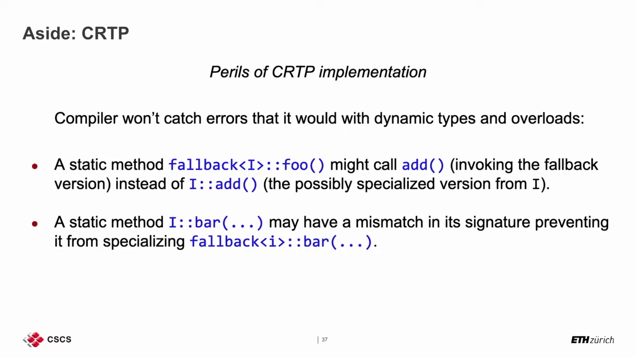Now, there are problems with using CRTP. If you're used to standard inheritance in C++ and virtual functions, the compiler will help you. If you use virtual and override and you make a mistake, the compiler will say, hey, you tried to override something that's not virtual, or this hides that other thing that is virtual, and you probably didn't mean that. It holds your hand a bit. With this technique, there's no help. There's no analog of override. So if you make a mistake, and it's very easy to make a mistake, I might use add instead of I::add in the fallback class. The compiler will just accept it.